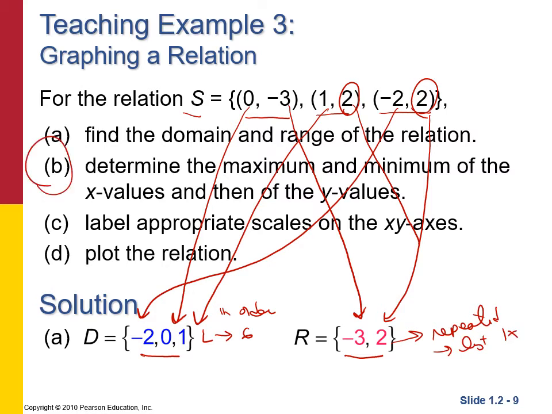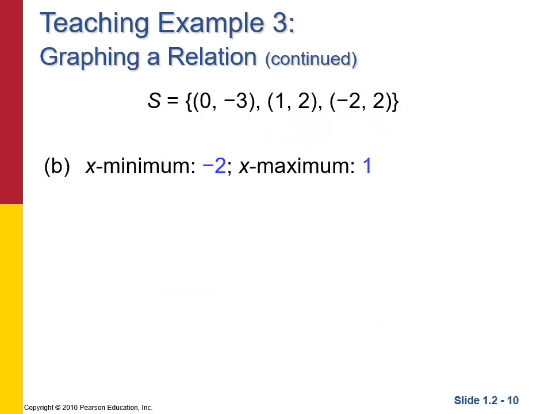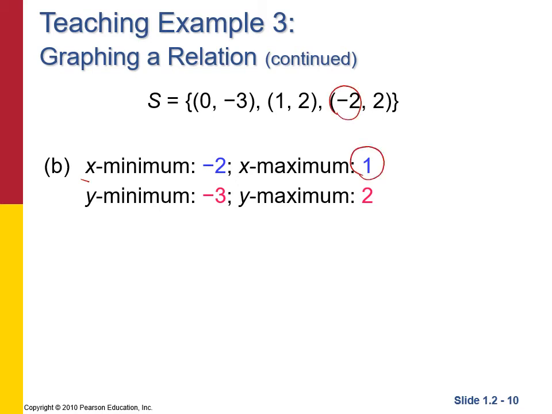Second thing, we're going to determine the maximum and minimum values of the x and then the y value. So for B, of all of the x values, the minimum is -2 and the maximum is 1. And again, you can see this in your domain, which is -2, 0, and 1. And then for the range, it's -3 and 2.